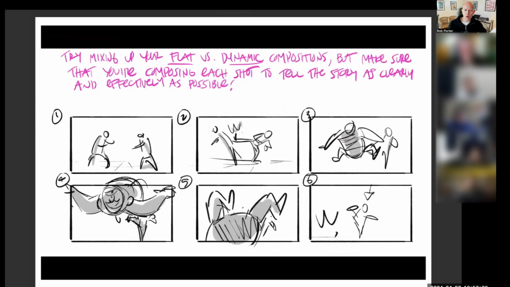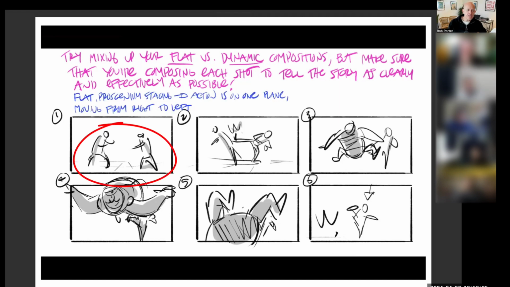So this is the last part of this demo, which is try mixing up your flat versus dynamic compositions, but make sure that you're composing each shot to tell the story as clearly and effectively as possible. So we have flat in panel one, we have flat proscenium staging. Action is on one plane, moving from right to left. So we have a guy here, and one guy does a big kick to the side and kicks him right in the gut. Very classic sort of Jackie Chan staging.